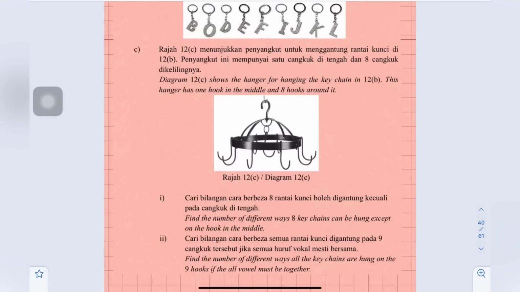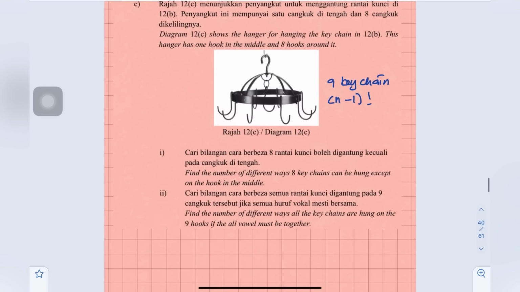C. Diagram 12C shows the hanger for hanging the keychain in 12B. This hanger has one hook in the middle and 8 hooks around it. 1. Find the number of different ways 8 keychains can be hung except in the hook in the middle. Okay, here we got 9 keychains. For this question, we need to know the formula for arrangement in a circle, which is n minus 1 factorial.